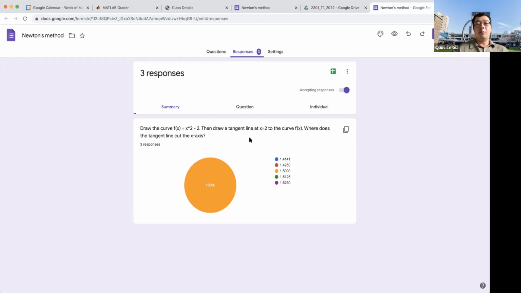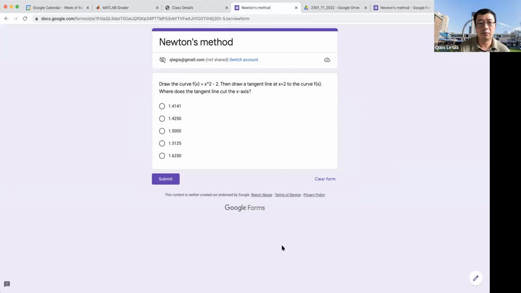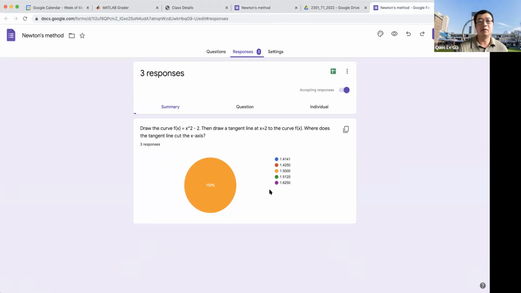So 3 people said that 1.5. Okay, so let me do a drawing and check whether it's correct. Well, maybe we can check it later, but essentially, you do the calculation and see whether it's 1.5 or not. Okay, but we can check this later. So now go back to the slide.